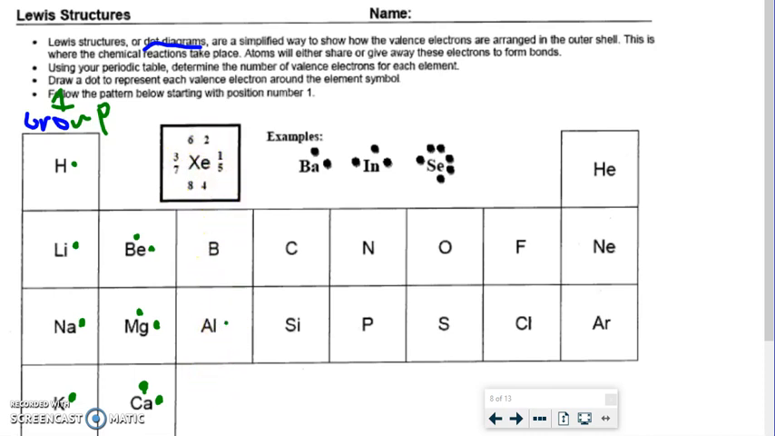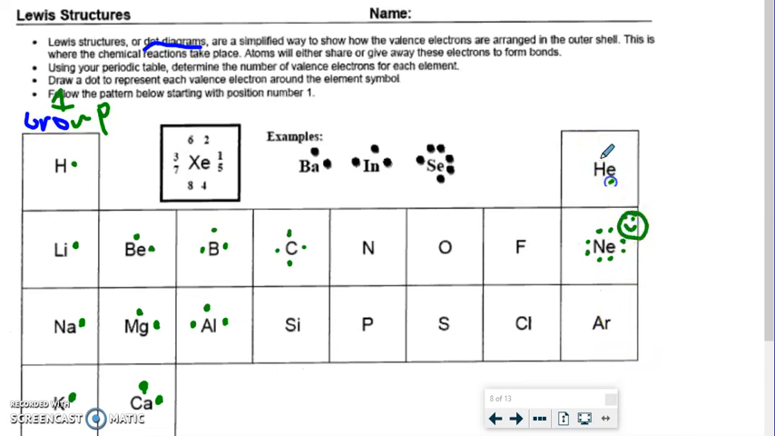Group 3 has 3 dots. 1, 2, 3, 1, 2, 3. Group 4 is going to have 4, 5, 6, 7, and so forth. And this guy over here, neon, is happy with 8. I'm going to put a little smiley face there, because he's happy with his 8 electrons.